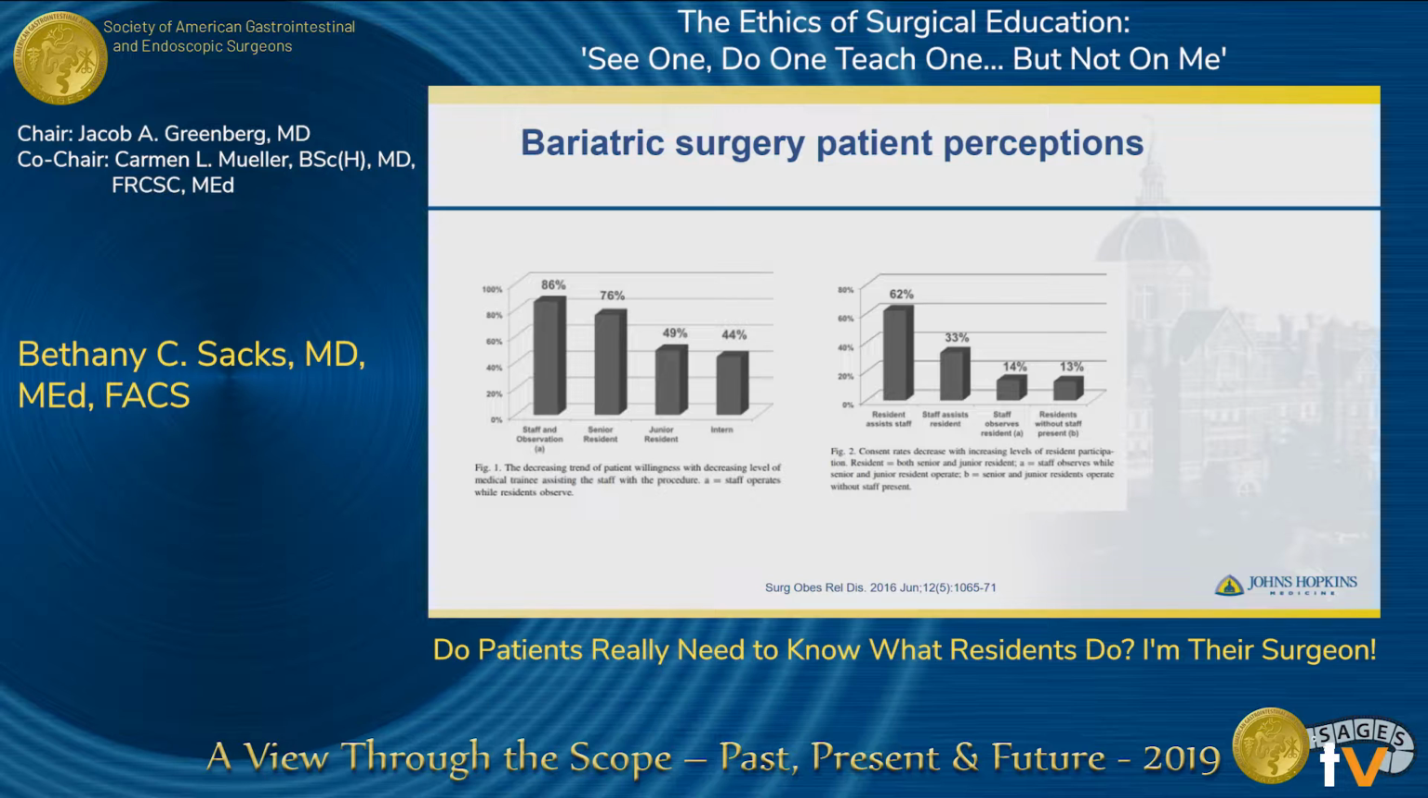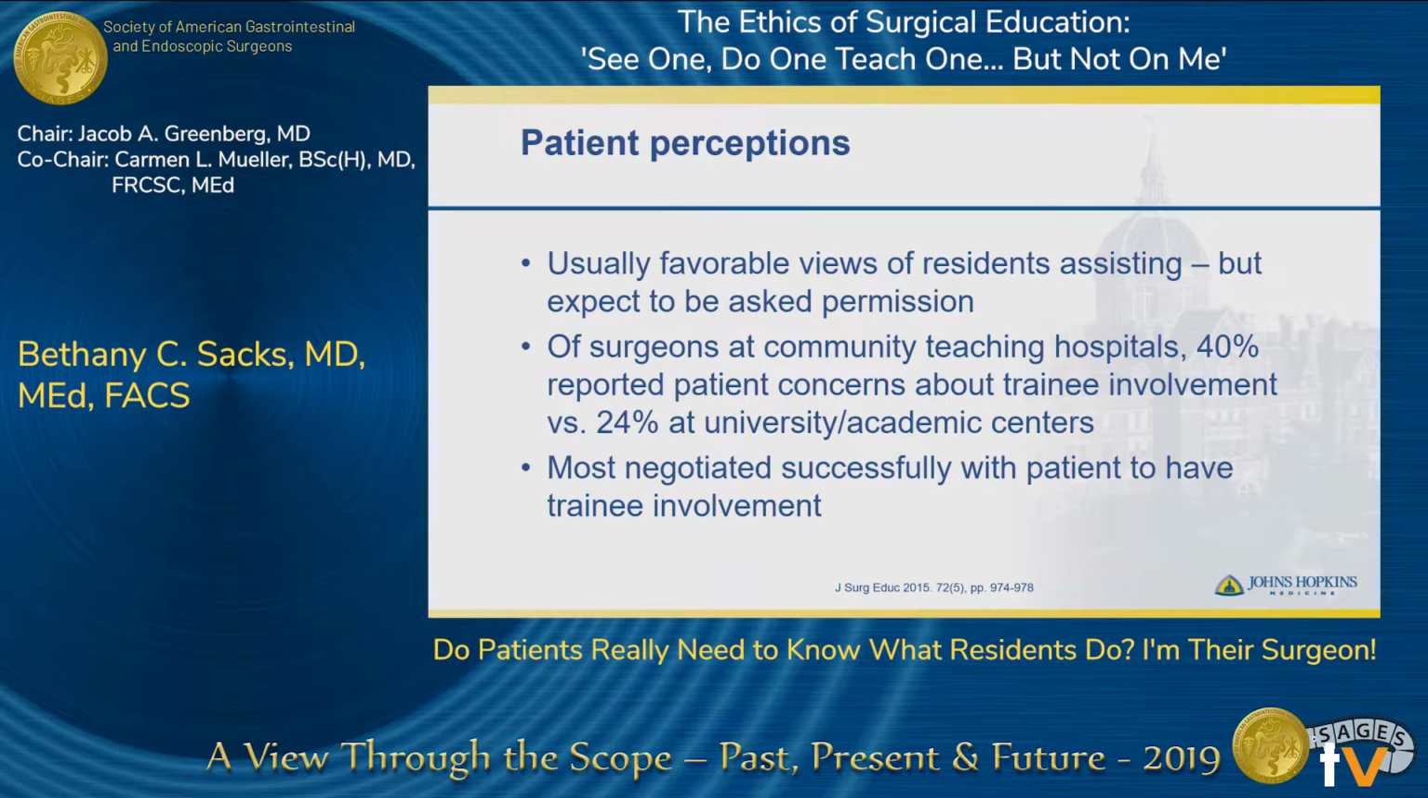These are the numbers when they looked at whether the patients were comfortable with a resident. On the left is a resident just assisting. So to have an intern assisting in the operating room, only 44% felt comfortable with that. On the right, when you look at whether they felt comfortable with the staff observing a resident operating or even not even in the room, you can see it's just over 10%. So when they asked patients about their view of residents assisting, most said that they expected to be asked permission.